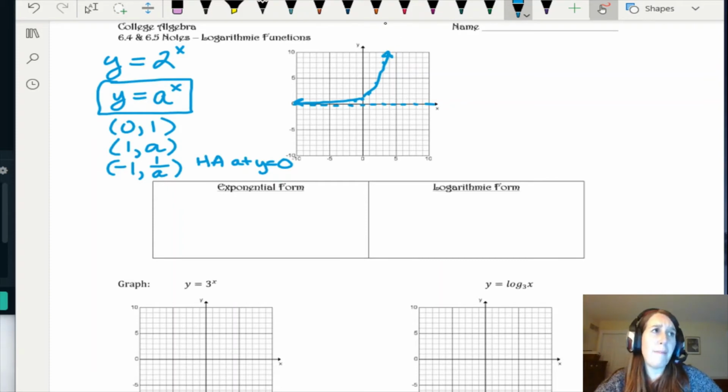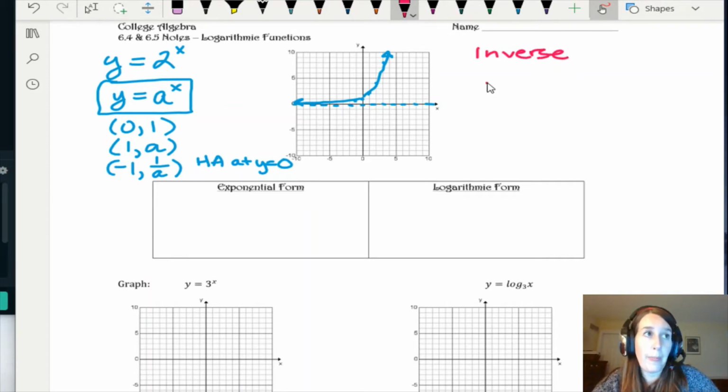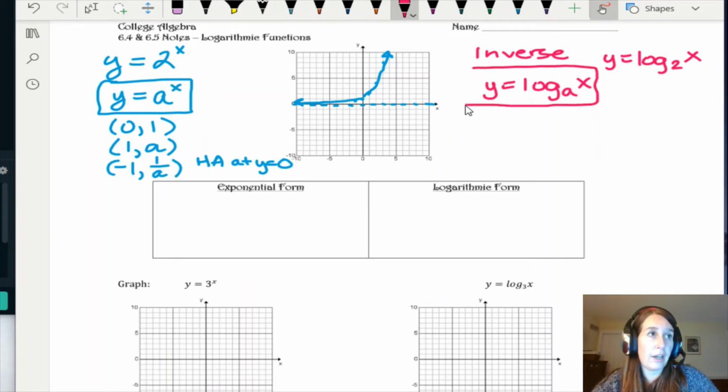Okay, and notice that we do have a horizontal asymptote there at y equals 0. Okay, so let's compare that to our inverse. Okay, so the inverse function is going to be y equals log base a of x. Okay, so the base is a still. Okay, but the x and the y, they really are switched. So the function that we're going to graph is y equals log base 2 of x. Okay, but this is the actual inverse of a to the x.